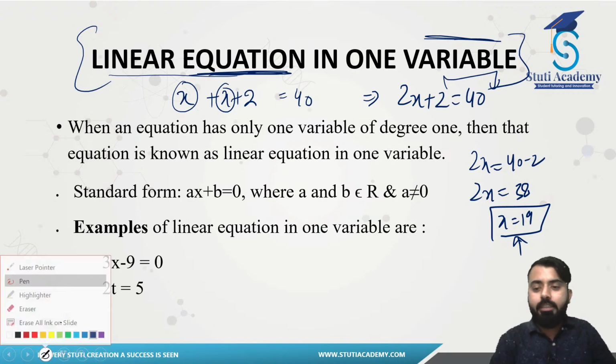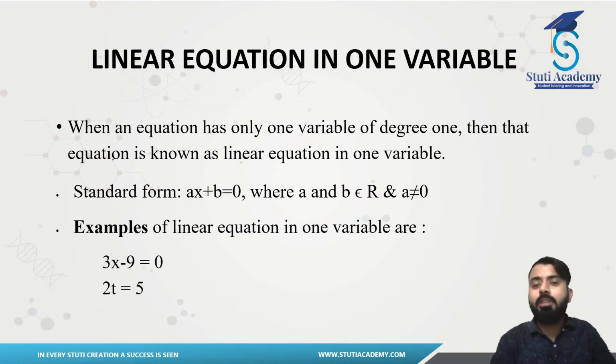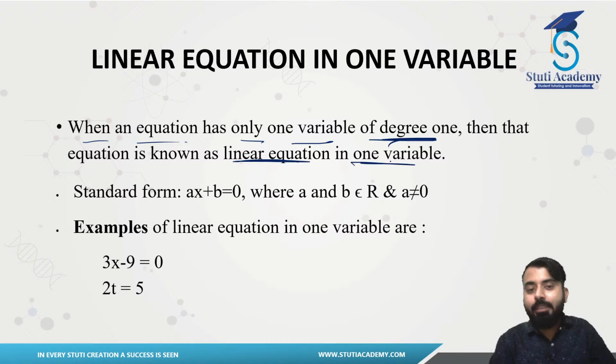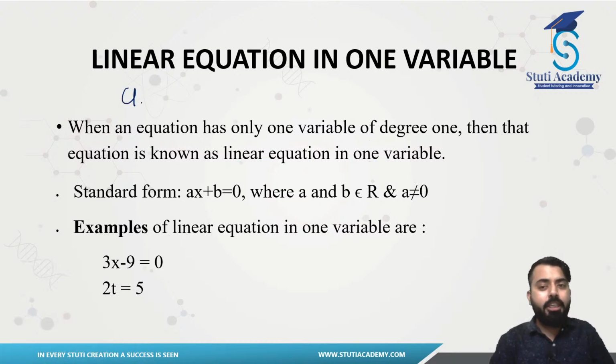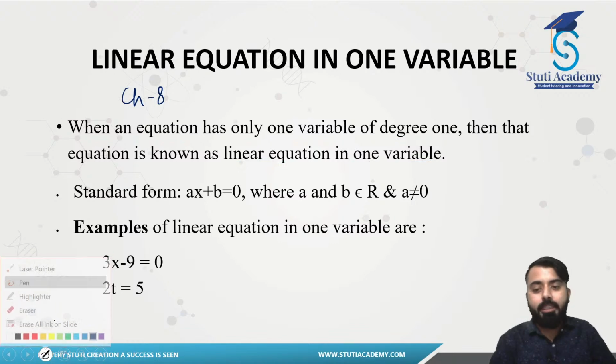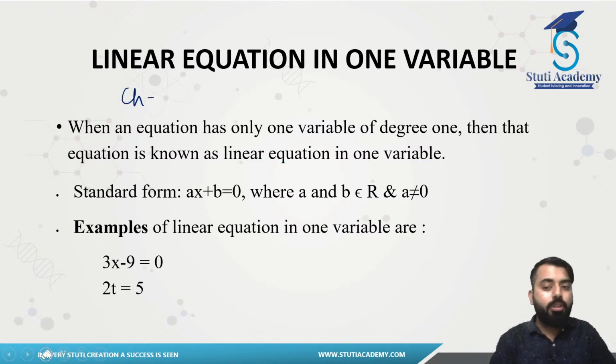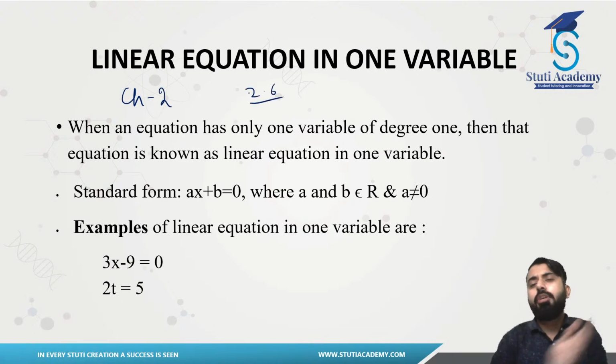So let's define this real quick. The definition states exactly what I've told you. When an equation has only one variable of degree 1, then that equation is known as a linear equation in one variable. This was the concept of your class 8. You will be remembering this from your NCERT, where this was chapter 2, right? You were dealing with this portion in your NCERT, sorry, not chapter 8, actually under chapter 2. You had major exercises there, up till 2.6, right? You had 6 exercises there.